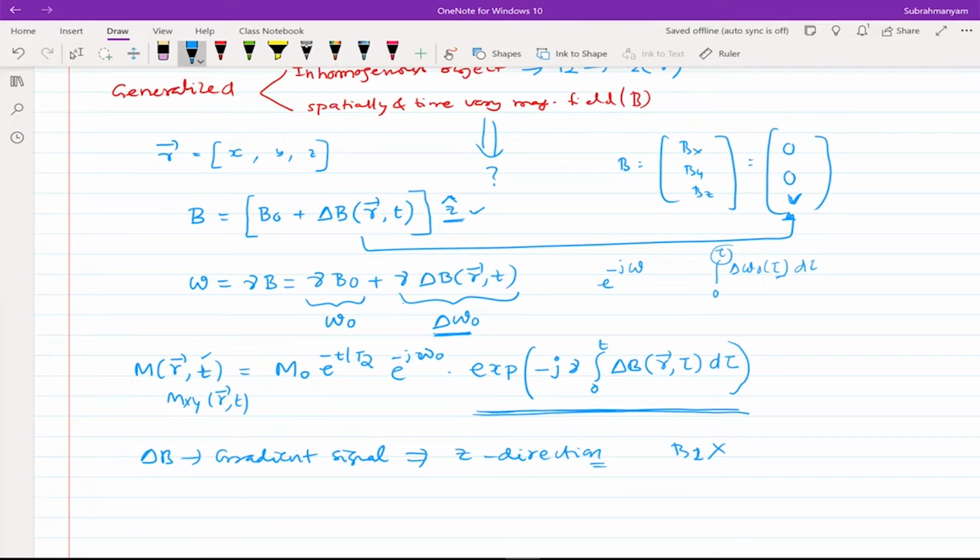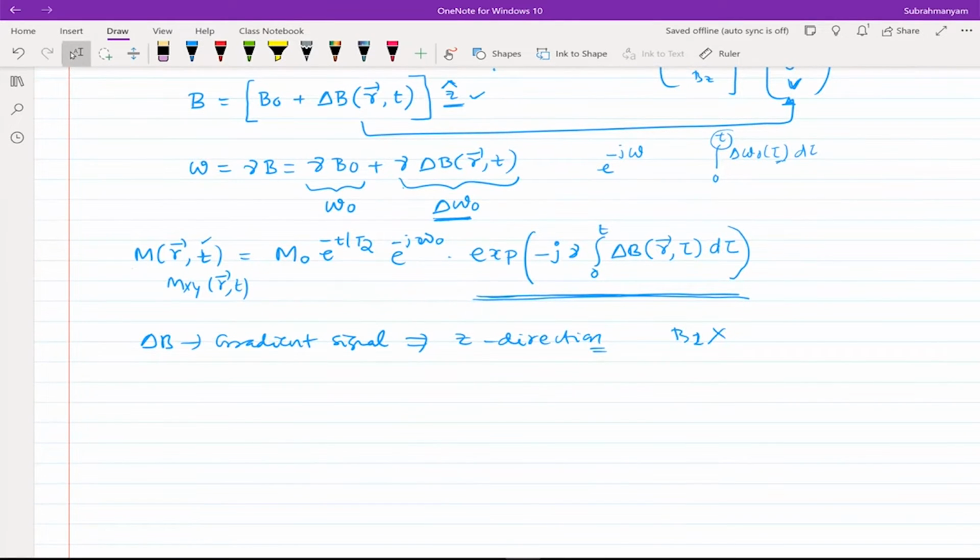Very good. So any other questions? Okay, good. Then I hope you all understood that. Now we would consider this as the key expression, so let me write it one more time here. M of r bar comma t is equal to m naught, your magnitude. This magnitude is decaying with time because it is transverse, with T2. This usually would rotate with just the presence of omega b naught, with e power minus j gamma naught.